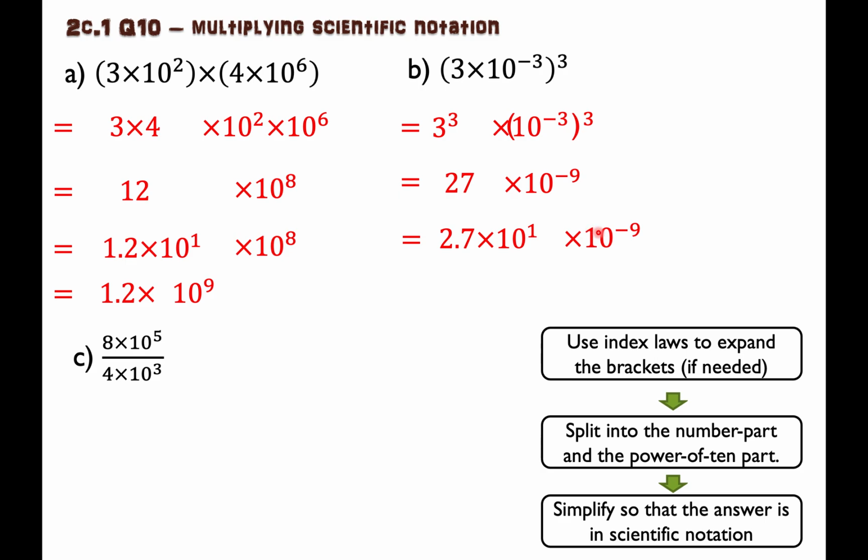And now we can do a similar thing that we did here to simplify 10 to the power of 1 times 10 to the power of minus 9. 1 plus minus 9. That's the same as 1 minus 9. And if you have 1, and subtract 9, you get negative 8. I like to imagine a number line. Should I draw a number line?